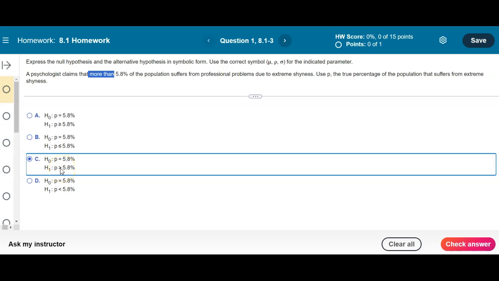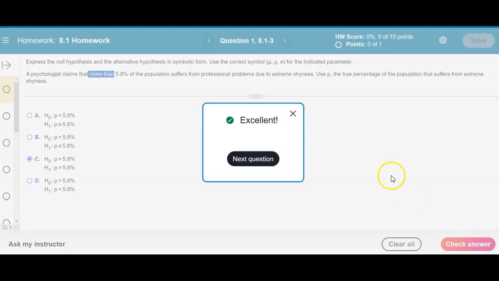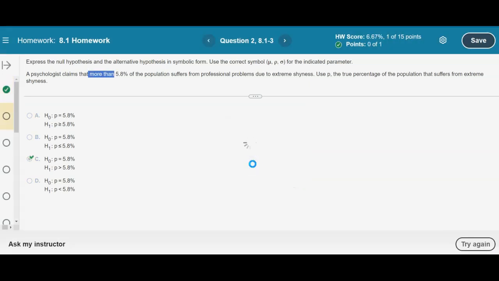The null needs to have some type of equality. So equals is okay here. Less than or equals would have been fine here too. But strictly, the equality needs to be in the null. Okay, so it's okay sometimes to see a less than or equal to, greater than or equal to in the null hypothesis, but our author, this textbook, basically uses greater than, less than symbols in the alternate and strictly equal to in the null. Okay, but we need to have some type of equality in the null hypothesis. So that's going to be the one for our setup. That is the one that has the strictly greater than in the alternate hypothesis.